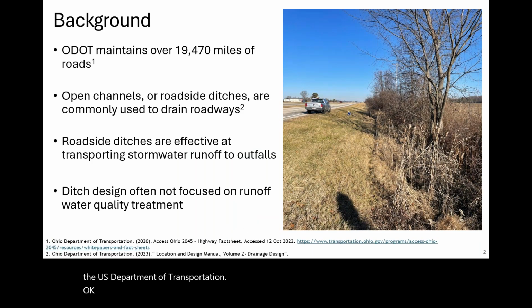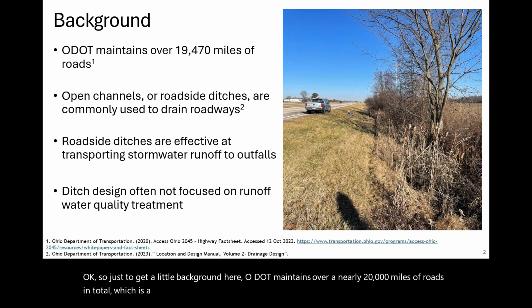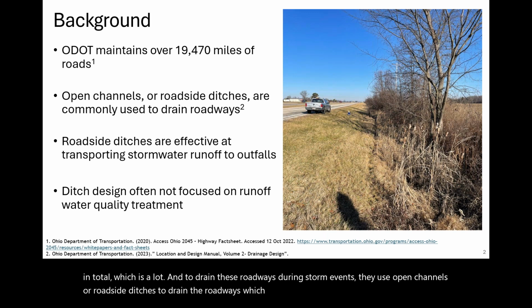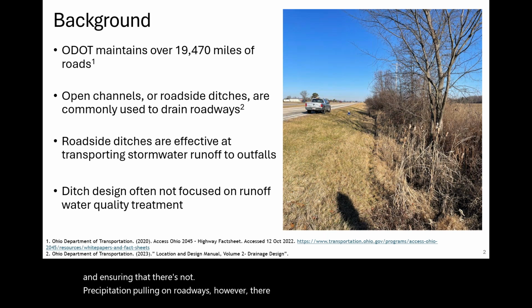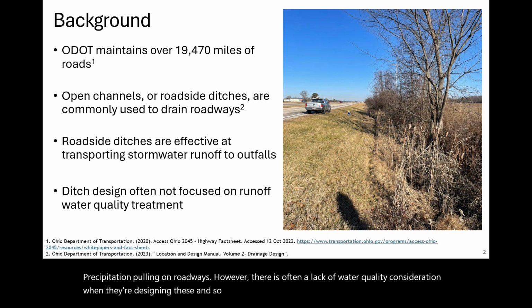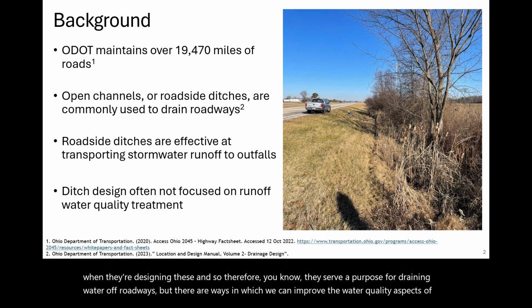Okay, so just to get a little background here, ODOT maintains nearly 20,000 miles of roads in total, which is a lot. To drain these roadways during storm events, they use open channels or roadside ditches, which is very effective at maintaining driver safety and ensuring that there's no precipitation pooling on roadways. However, there is often a lack of water quality consideration when designing these. They serve a purpose for draining water off roadways, but there are ways in which we can improve the water quality aspects of roadways.